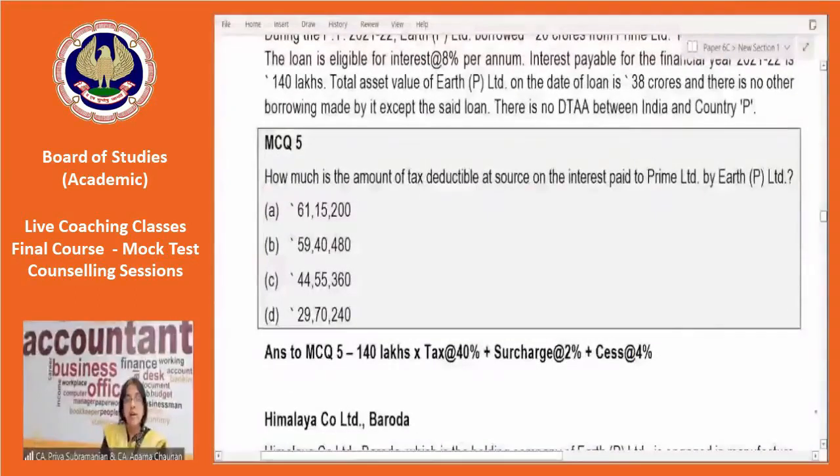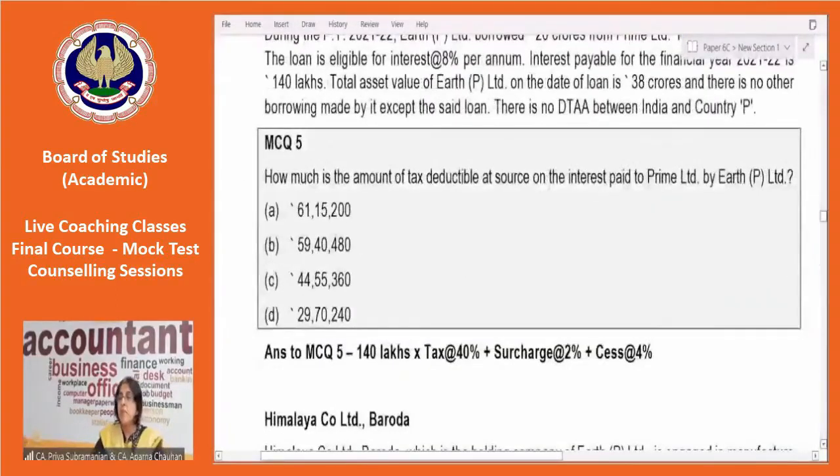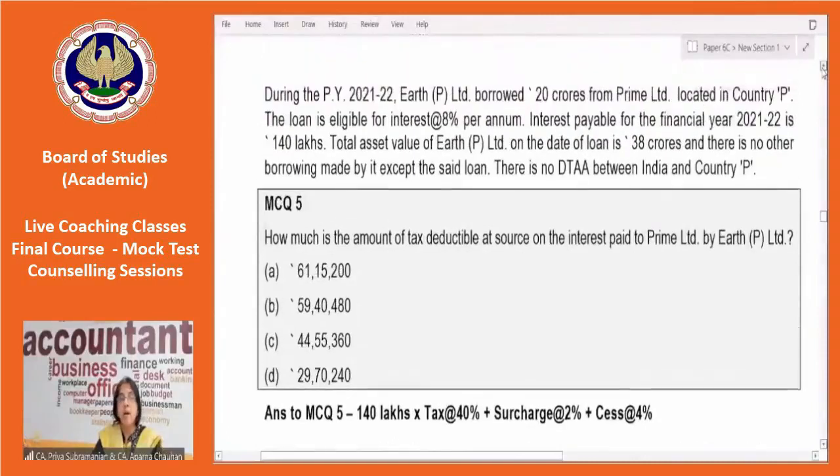Okay. Now, the next one: during the previous year 21-22, Earth Limited borrowed 20 crores from Prime Limited, located in country 2. So it's a foreign country. Borrowed 20 crores. The loan is eligible for interest at 8%. Interest payable they've given for the financial year is 140. Then total asset value of Earth Limited as on the date of loan is 38 crores, and there is no other borrowing made by it except this said loan.